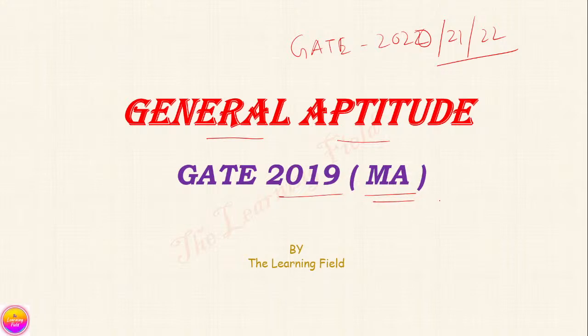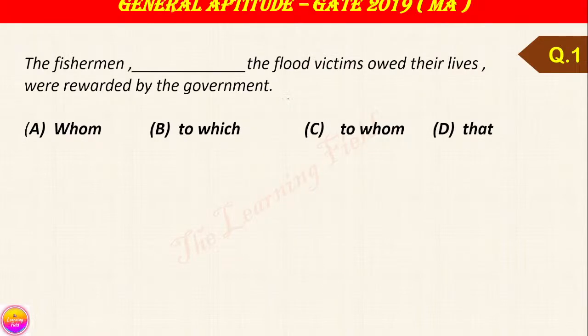Okay, so let's start with question number 1. The question number 1 is a fill in the blanks question. The fisherman blank whom the flood victims owed their lives were rewarded by the government.